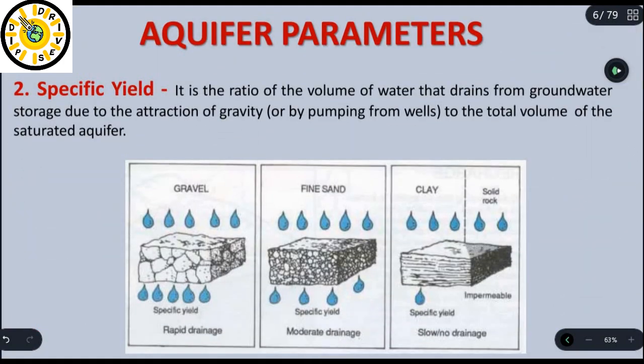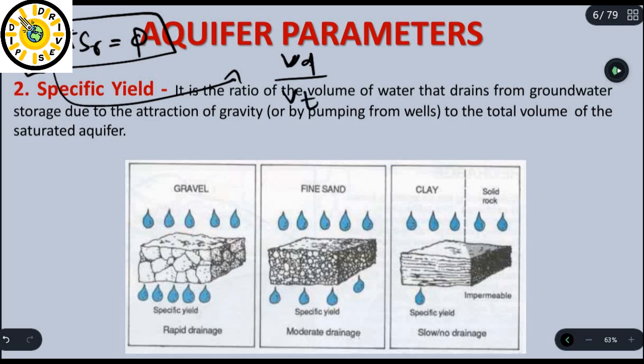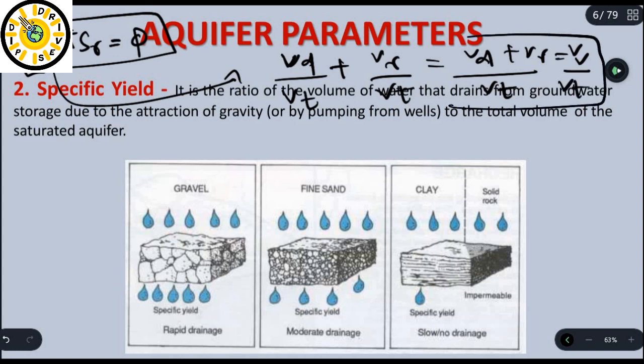And always remember that specific yield plus specific retention is the porosity phi. Because what is the specific yield? Volume of water that is drained upon total volume plus volume that is retained upon total volume. So Vd plus Vr upon Vt. What is Vd plus Vr? It is the volume of void, right? So it is the volume of void.